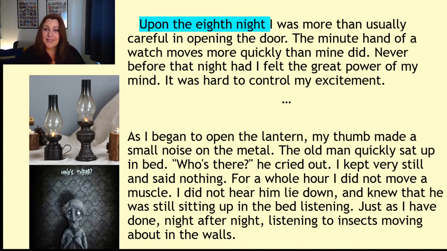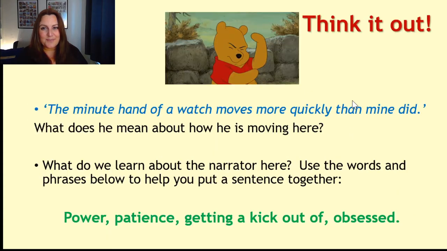So this time, his thumb made a bit of a noise, and the old man heard, and he woke up, sat up and said, "Who's there?" Now remember, the room is very dark, it's black, and he can only see out of one eye, so he can't see a thing. So what does the narrator do? He stands like a statue and he doesn't move. For how long? An hour. And he knows that the old man is still sitting there listening.